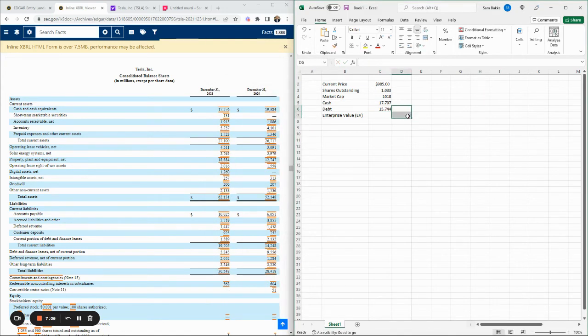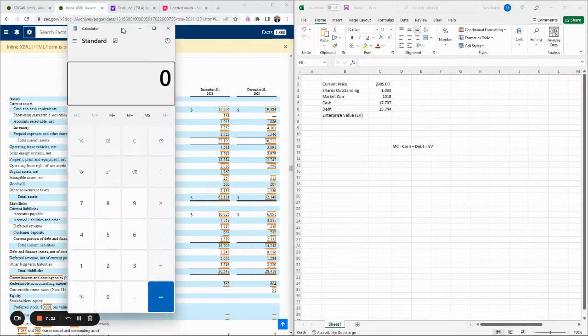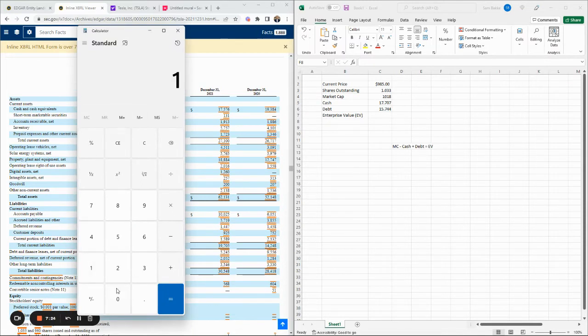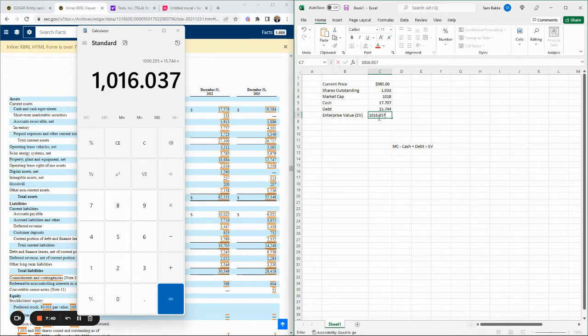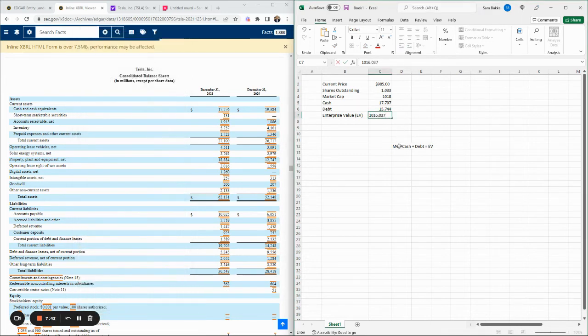Okay, excellent. And now to identify the enterprise value, I'm going to list a little equation here. Okay, so market cap minus the cash a company has, but plus the debt is equal to the enterprise value. So again, actually, let me get my calculator back up here. So we have the market cap, 1.1018, right? Minus the cash is 17.707, plus the debt, 15.744. Boom, 116.037. So this is the enterprise value of Tesla.